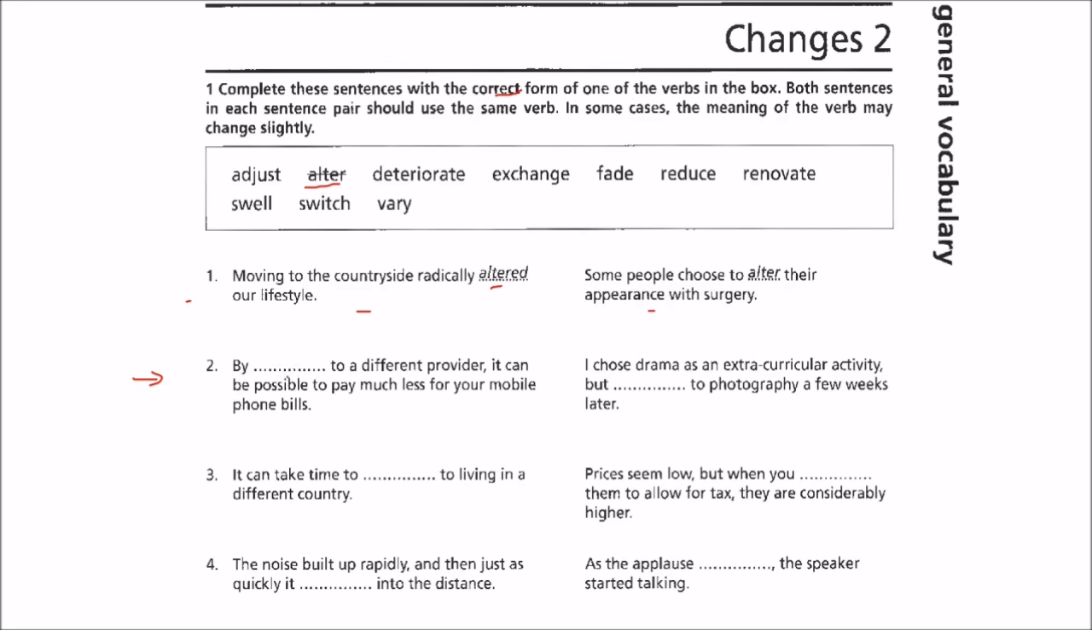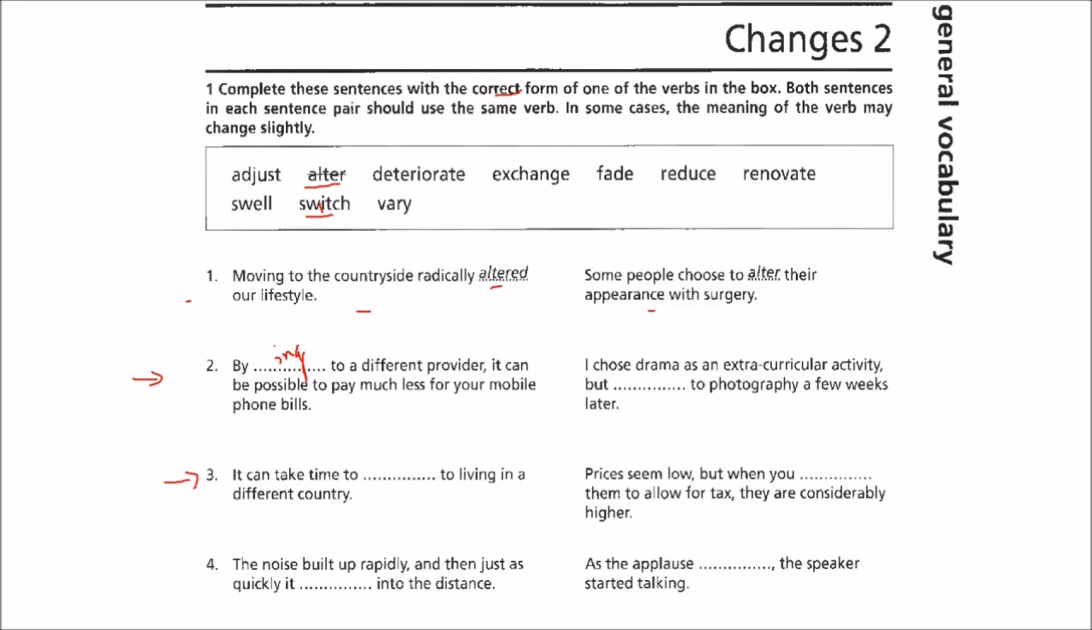Second one: by dash to a different provider, it can be possible to pay much less for your mobile phone bills. For that, switch will be good, but we'll use switching here. By switching to a different provider, it can be possible to pay much less for your mobile phone bills. And here: I chose drama as an extracurricular activity, but dash to photography a few weeks later. In this also, we'll use the proper form. So we have to use switched, not switch, but switched to photography.